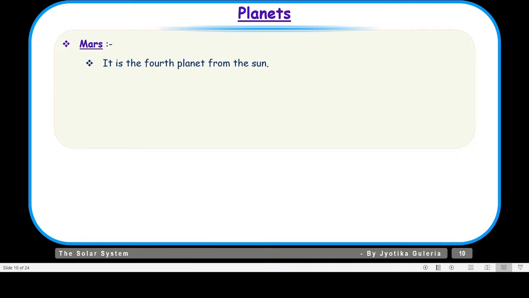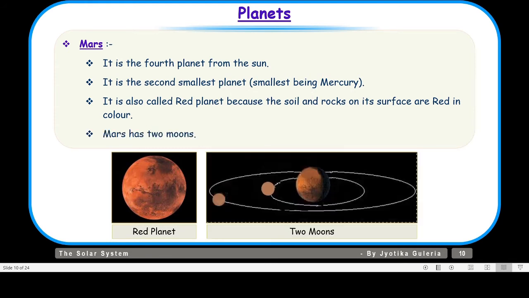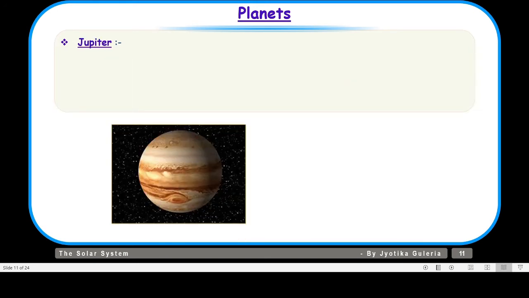So children, with this, let us move on to the fourth planet from the sun, and that is Mars. It is the second smallest planet. We know that Mercury is the smallest planet and second smallest is Mars. It is also called the red planet because the soil and rocks on its surface are red in color. And if we talk about the moons, we know that our Earth has one moon, but Mars has two moons revolving around it.